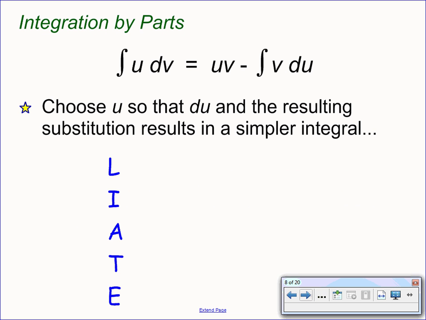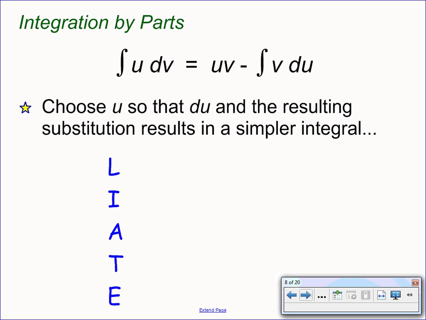In order to be successful with integration by parts, I'm going to share a strategy that my AP Calculus teacher shared with me back when I was in high school taking AP Calculus BC, and that strategy is how to assign the priority. How do we pick u so that du and the resulting substitution results in a simple integral? So the priority for choosing u is an acronym that I affectionately call LIATE, like a Latin word, I don't know, that's made up, LIATE.